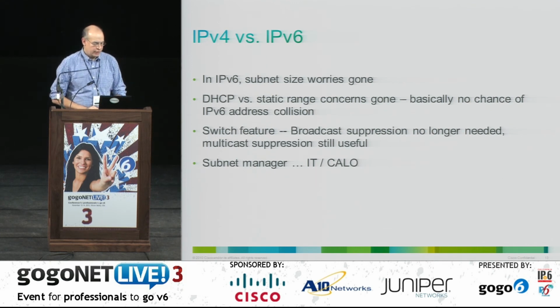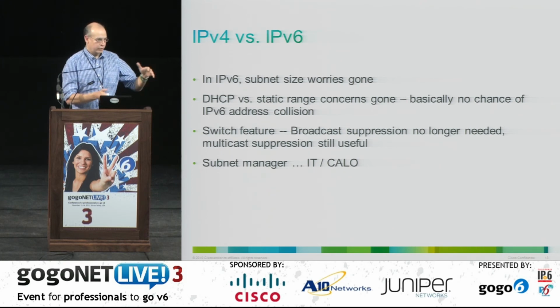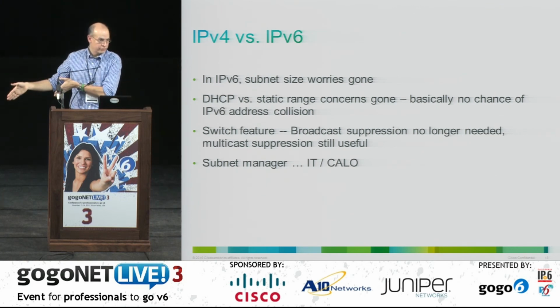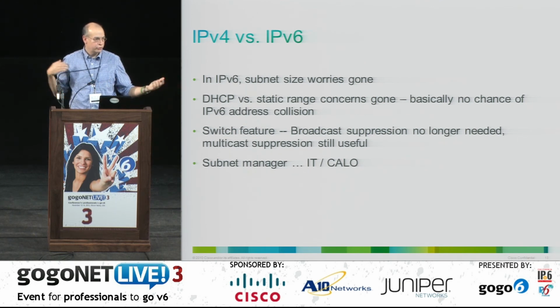Okay, what changed, IPv4 versus IPv6? So one nice thing in IPv6, the subnet size worries are gone. In IPv4, you always had to say, well, how big of a subnet do you really need for this amount of equipment? And then we also gave ourselves a problem of, well, how do we divide that subnet into addresses that are statically configured versus ones that are configured via DHCP? With IPv6, the subnet's so huge that no one cares.